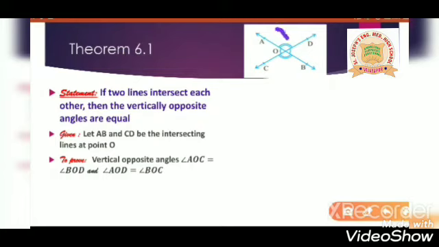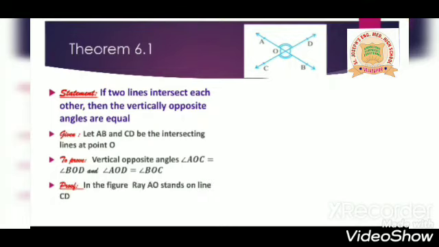Now ray AO is standing on the line CD. CD is a line and AO is standing on it. By axiom 1, the linear pair of angles should be equal to 180 degrees. So by axiom 1, when a ray stands on a line, then the adjacent angle sum is equal to 180 degrees. So in the proof part we are going to write: in the figure, ray AO stands on the line CD.